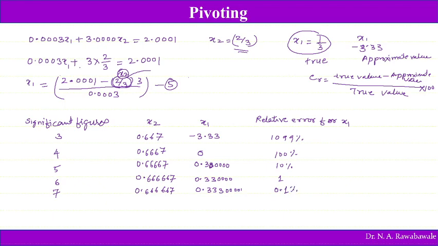So now what we can see here, this error is inversely proportional to the number of significant figures. If we take only up to 3 significant figures, the relative error is higher, and if we take up to 7 significant figures, then this relative error is going to reduce. That means the error is introduced depending on the number of significant figures of this x2. So this is what we call without pivoting.